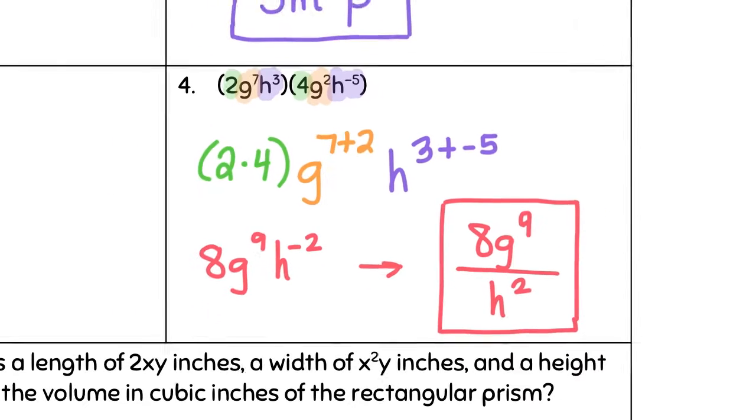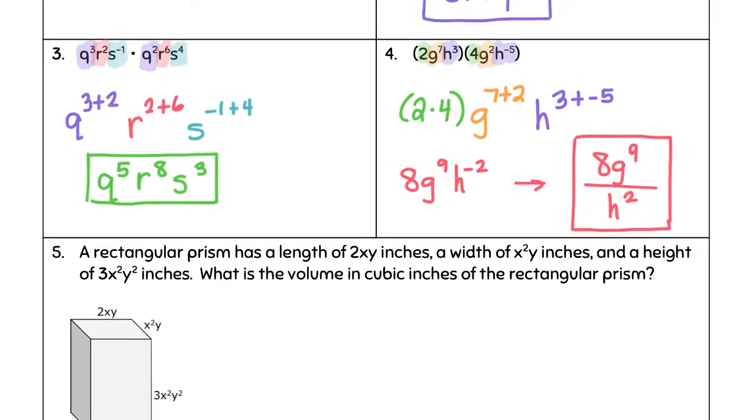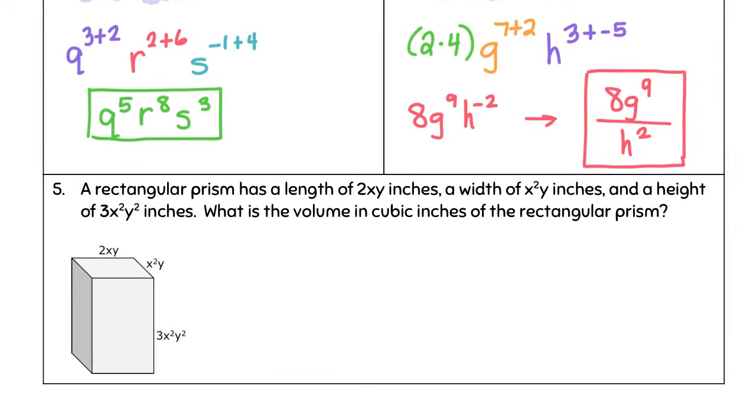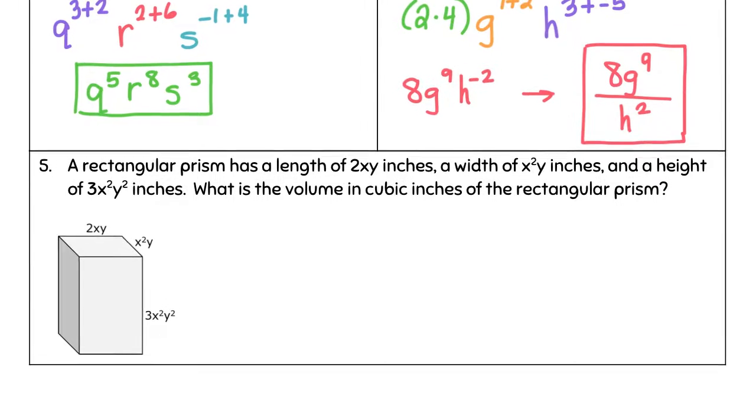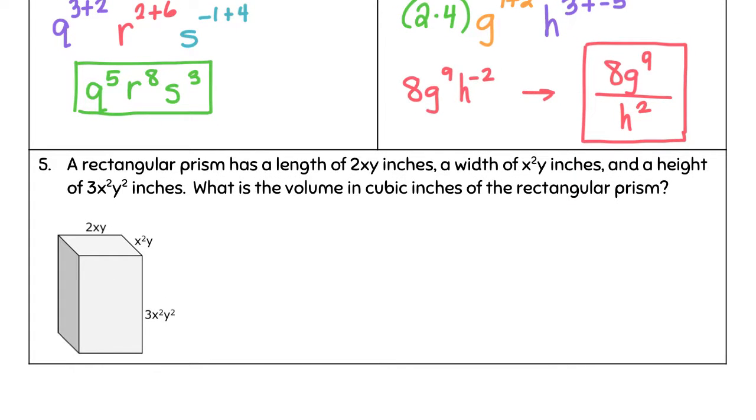Okay, so I have one last problem for you guys today. It's a word problem where we're going to apply these rules to finding volume. So it says a rectangular prism has a length of 2xy inches, a width of x squared y inches, and a height of 3x squared y squared inches. What is the volume in cubic inches of the rectangular prism?